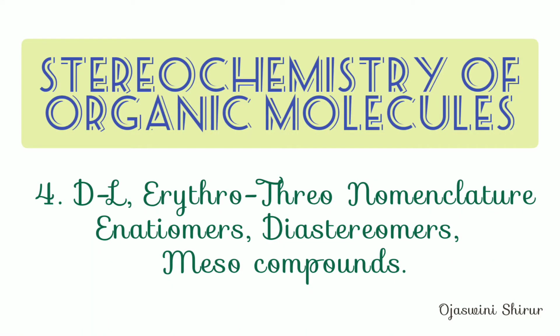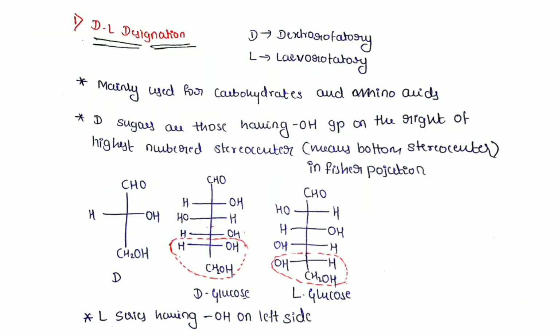Hello friends, this lesson is about D, L, erythro, threo nomenclature and basic terminologies which will be useful for upcoming lessons. First is DL designation. D means dextrorotatory and L means levorotatory.